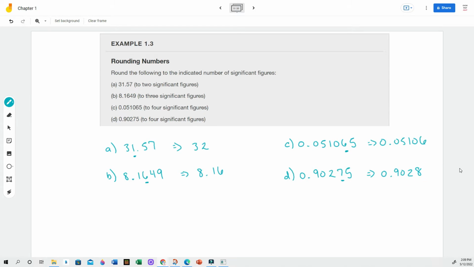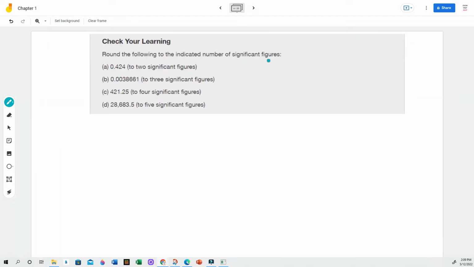Let's go on to the check your learning problem. So again, we are rounding to the indicated number of sig figs. So for A, we have 0.424, and we are going to round to 2 sig figs, so 1, 2. So we're rounding this 2 here. There's a 4 afterwards, so we do not round up. We keep everything. So that rounds to 0.42.